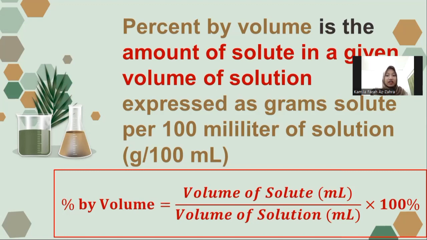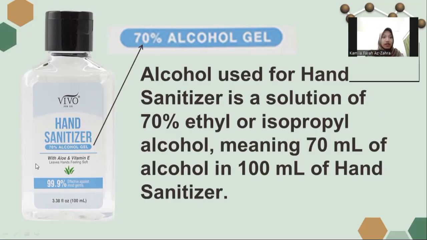You can see there is a formula to calculate the percent by volume. Percent by volume equals volume of solute in milliliters divided by volume of solution in milliliters times 100. So here is the example. I have 100 milliliters of hand sanitizer. The packaging says it has 70% alcohol. It means this hand sanitizer contains 70 milliliters of alcohol inside 100 milliliters of hand sanitizer.